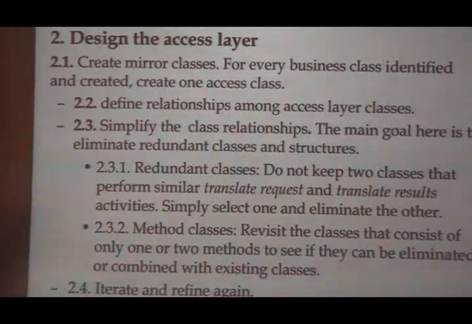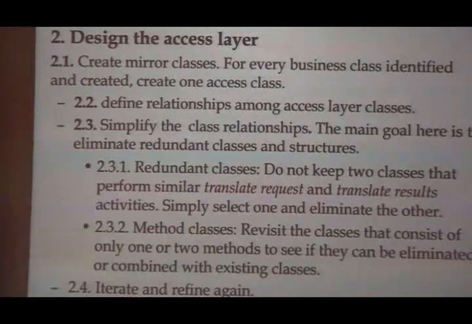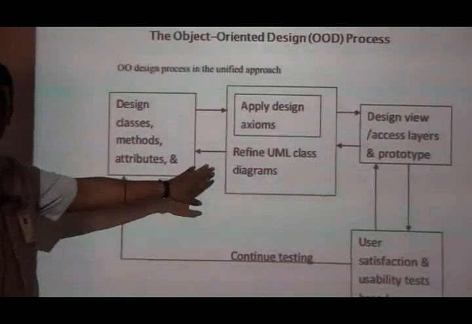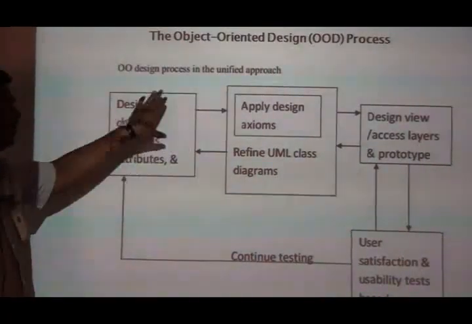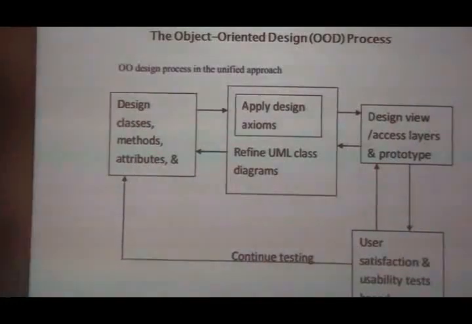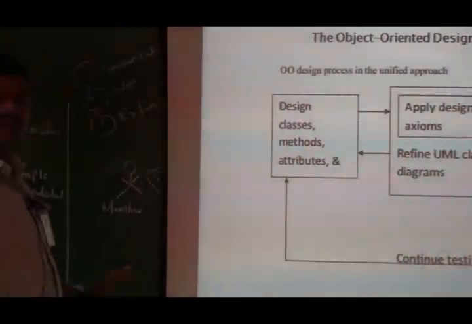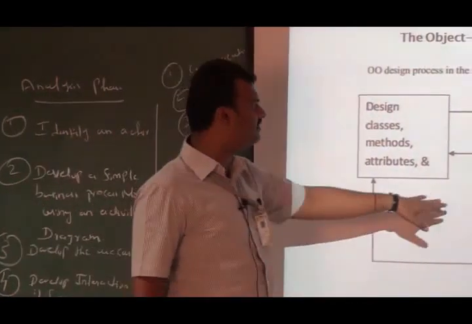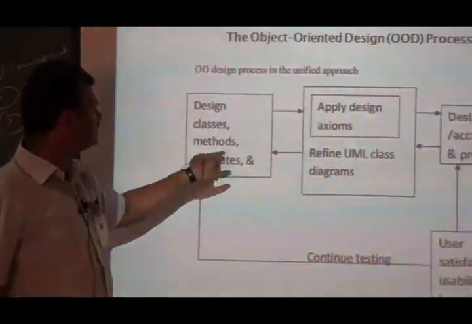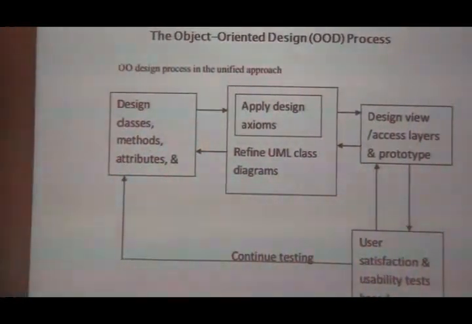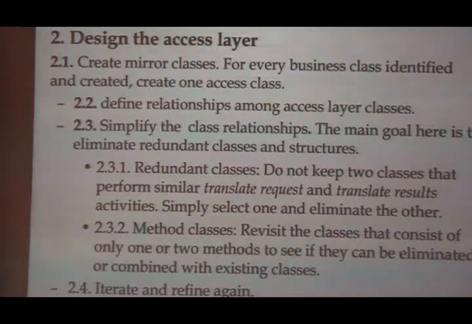In the object oriented design process, we are going to apply the design axioms and corollaries for designing the classes, methods, and attributes already defined during the analysis phase. After applying the design axioms, we are going to design the classes, methods, and attributes. Then we are going to design the access layer classes.